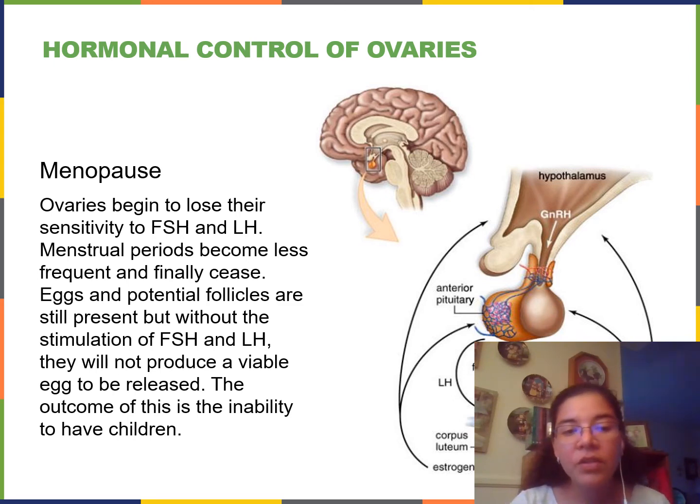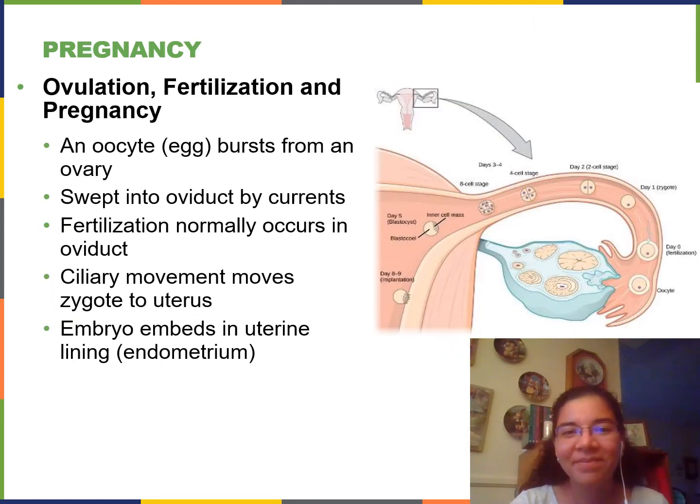Eggs and potential follicles are still present in the ovaries, but they cannot be released or they cannot continue their cycle without the stimulation of FSH and LH. Okay? So there won't be a release of a viable egg. And this will lead to an inability to have children because the eggs are not being released and they haven't gone through the maturation process because there's an insensitivity to those hormones.